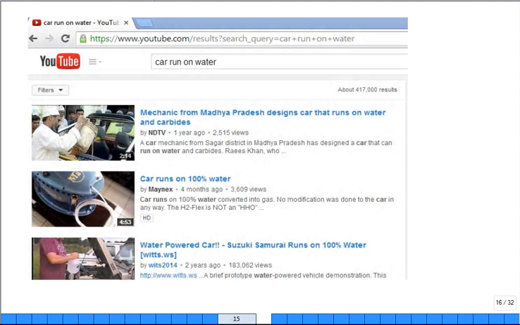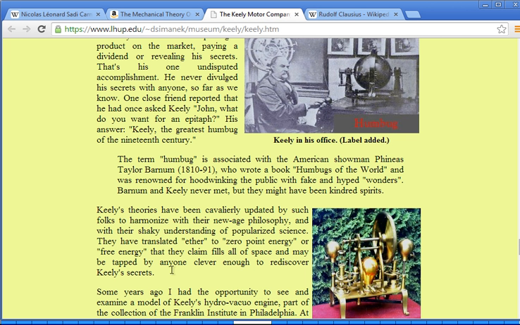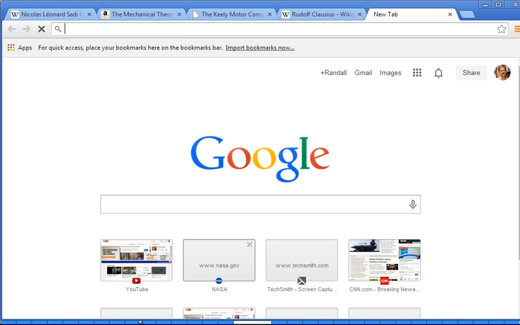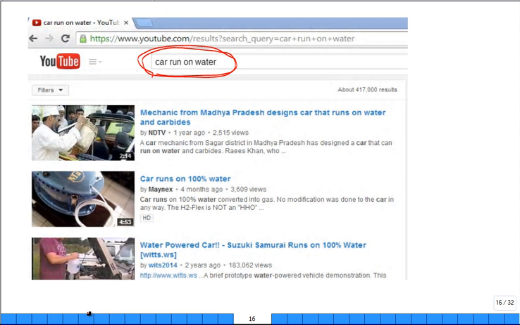Here's a modern perpetual motion machine. Just go to YouTube and you can find opportunities to invest your money. Type car run on water. And there's not just one or two of these. It's page after page after page.